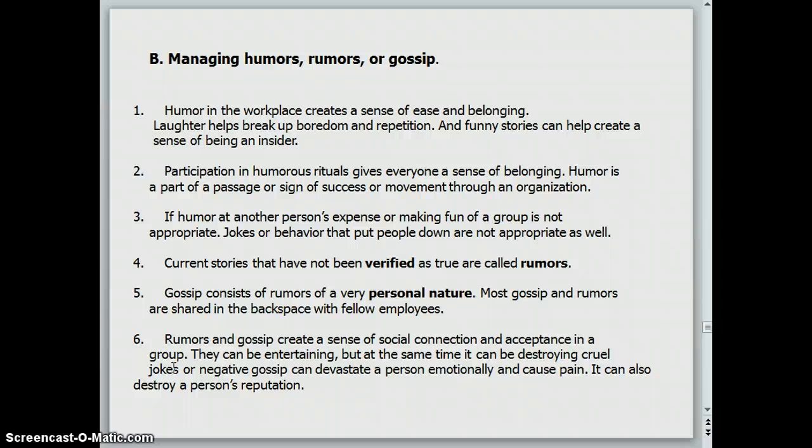Humor in the workplace creates a sense of ease and belonging. Laughter helps break up boredom and repetition. Funny stories can help create a sense of being an insider. Participation in humorous rituals gives everyone a sense of belonging. Humor is part of a passage or sign of success or movement through an organization.